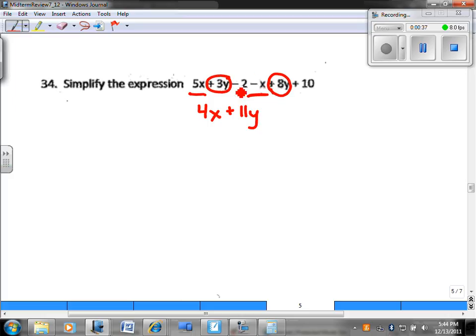Now what is left? Well, we're left with plus 2 plus 10. Those are like terms. They don't have any variables. So let's combine it. So this was negative 2. So we're going to have negative 2 plus 10, and that's going to give us positive 8. So we're left with 4x plus 11y plus 8.